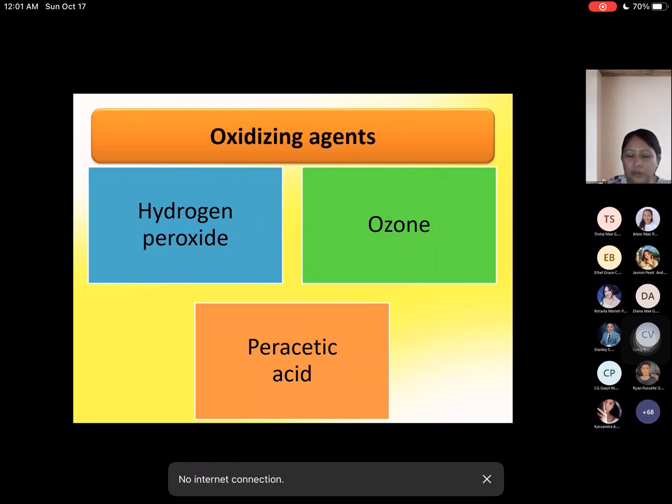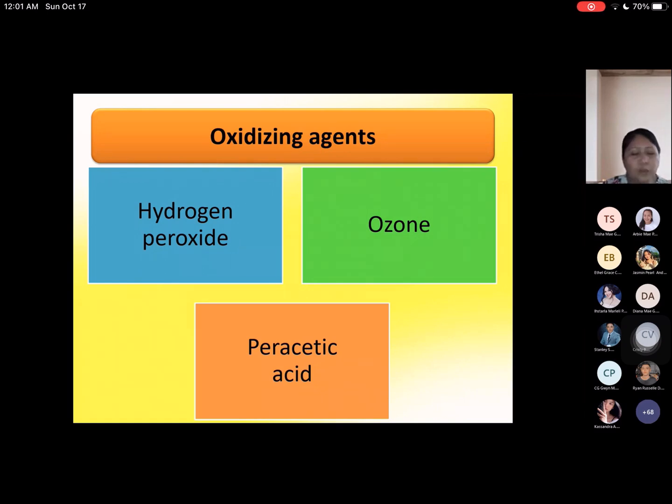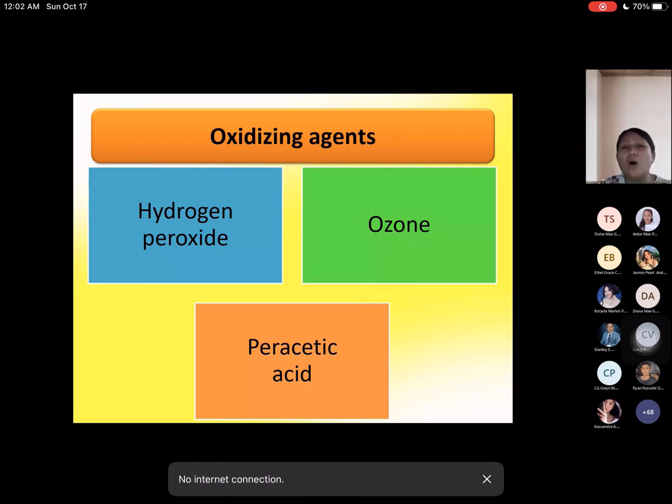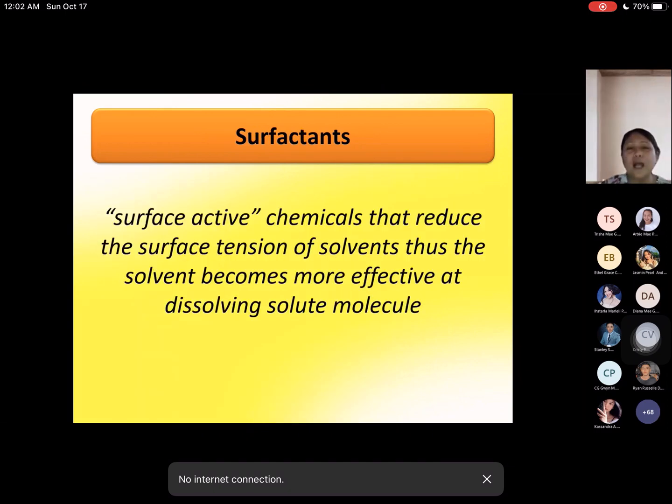How about ozone? Ozone is often used to supplement chlorine in the disinfection of water because it helps neutralize the taste and odor. So these are the following examples of oxidizing agents. For the surfactants, these are surface active chemicals that reduce the surface tension of solvents. Thus, the solvent becomes more effective at dissolving solute molecules.